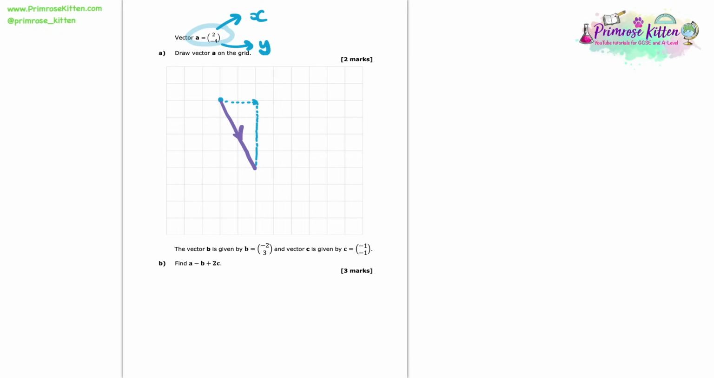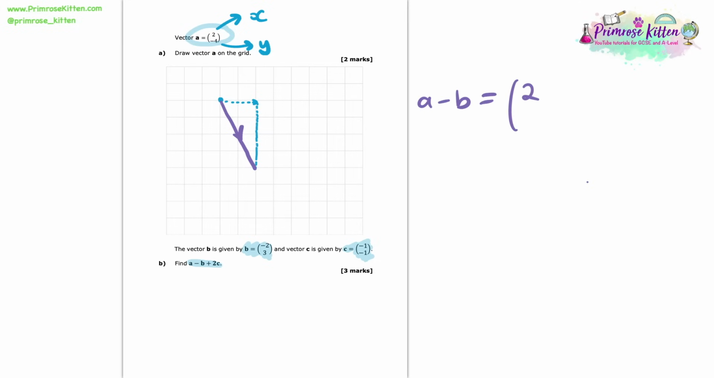So now we're told that vector B is given by B equals (-2, 3) in column form, and vector C is given by C equals (-1, -1) in column vector form. And we're asked to find A minus B plus 2C. So I'd probably do this in a couple of steps. Let's first work out what A minus B is.